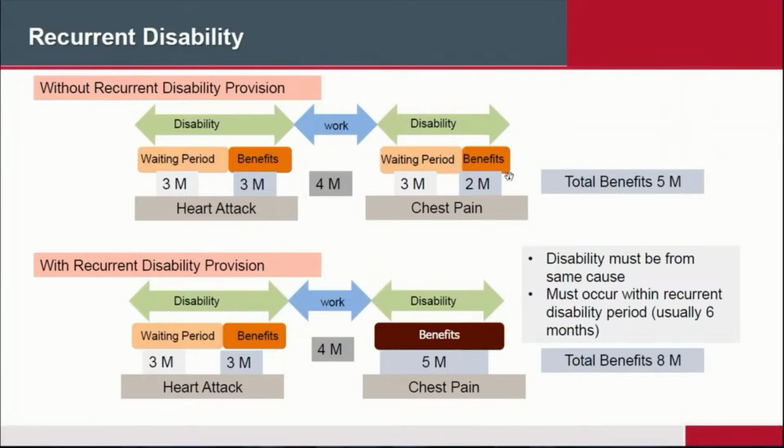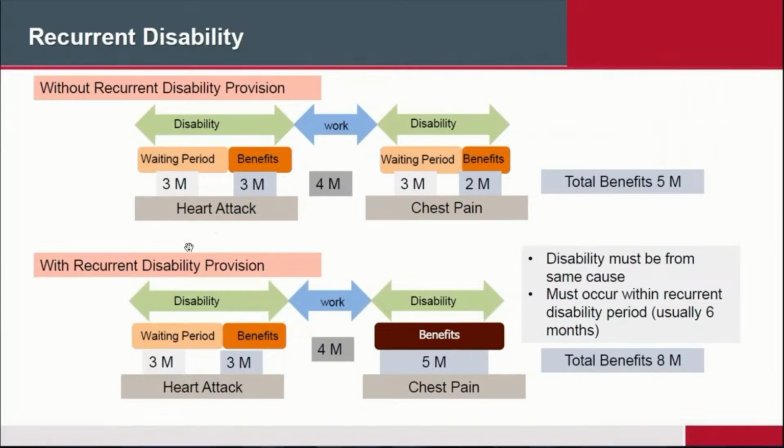In other words, the waiting period of 3 months starts again. That's what this is all about, you see, because we had a waiting period of 3 months, but because he did not have a recurrent disability rider, in other words, he didn't buy that, even though after 4 months he went back to work, and within 4 months of going back to work he had chest pains. So therefore, it's related, obviously, to his heart attack. The 3 months is instituted again. So as a result, he's going to have to wait.